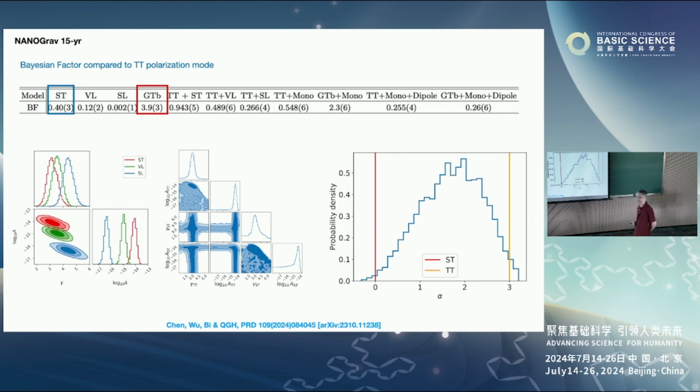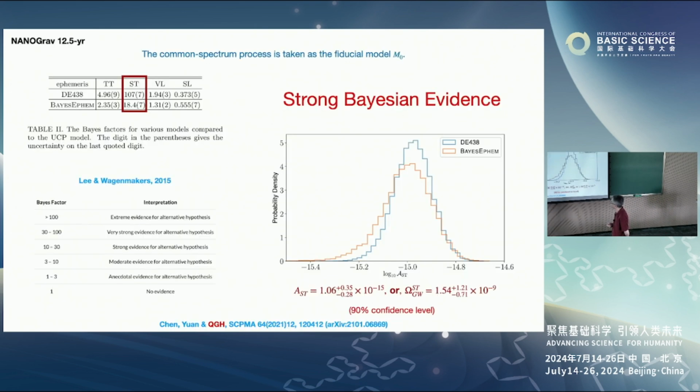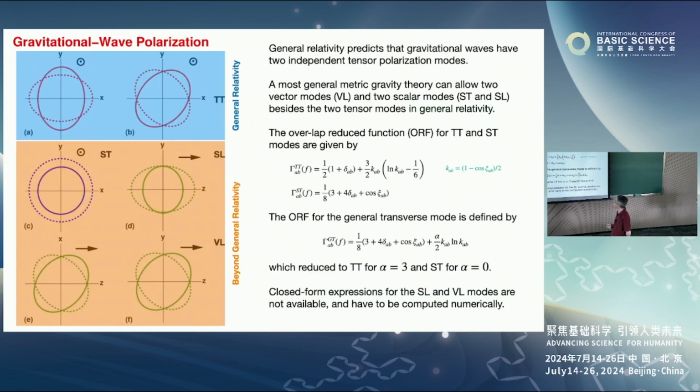And another possibility is that, because now we have a large Bayes factor for both the TT modes and the ST modes, we think there may be two polarization modes simultaneously in the dataset, right? The scalar transverse modes, this one, the breathing modes, are transverse to the propagation direction.